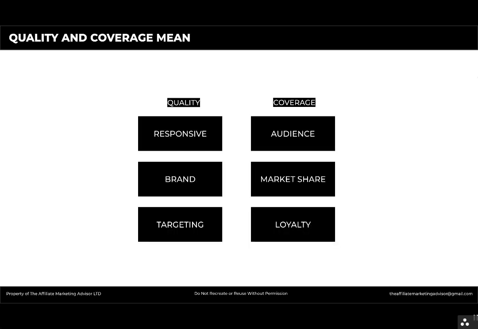What that means is we're looking for two things: quality and coverage. In quality, we're looking for affiliates that are highly responsive, care about their brand, have a good looking website, take their own branding seriously, and also have the ability to target the audience that we want. Next, in terms of coverage, we're looking for those affiliates to have a wide audience and a relevant audience. We're looking for a few partners that have the maximum amount of market share that we can get in terms of the audience we want to target. And we're also looking for that affiliate to have a relatively loyal audience that keep using their website.